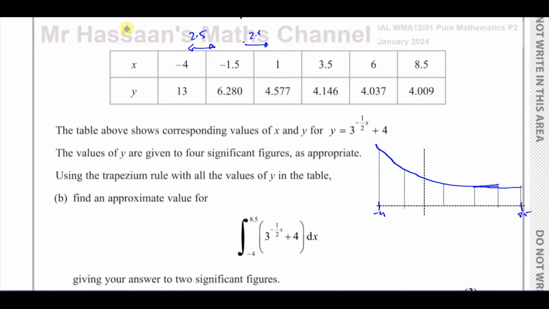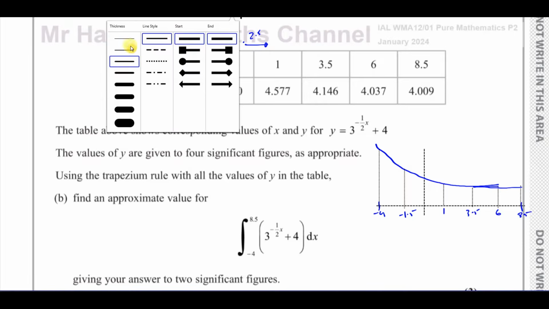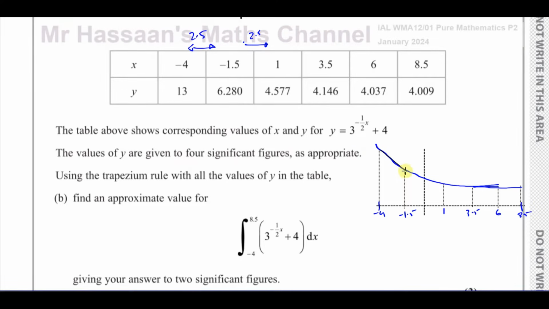So you've got all of these trapeziums that you've made. So this is -4, -1.5, 1, 3.5, 6 and 8.5. They're supposed to be equally spaced. I'm just doing a little sketch here, right? So they're supposed to be equally spaced, these trapeziums. Basically what we're going to be doing here is making a trapezium out of each of these little segments, and we're going to find the area of each of these trapeziums.